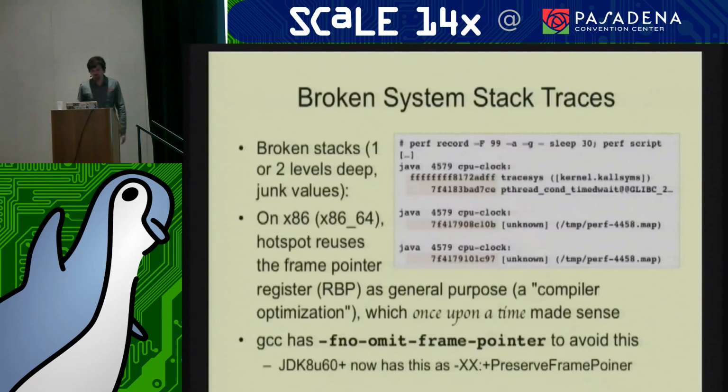The particular problem here was compiler optimizations, and it's how the kernel likes to walk stack traces, or profilers like to walk stack traces, using the frame pointer register. And compilers have reused that as a general purpose register for years. So that's why GCC has -fno-omit-frame-pointer, which you should always use because it helps debuggers and profilers. And at Netflix, we helped get preserved frame pointer put into Java for the same purpose.